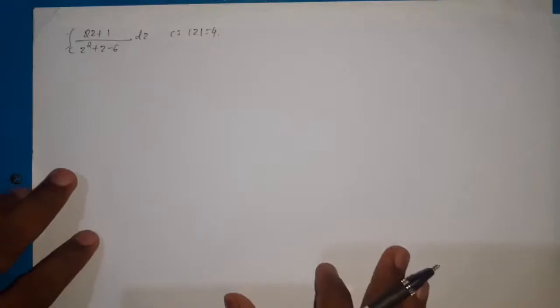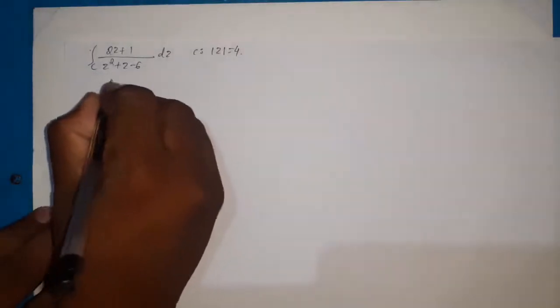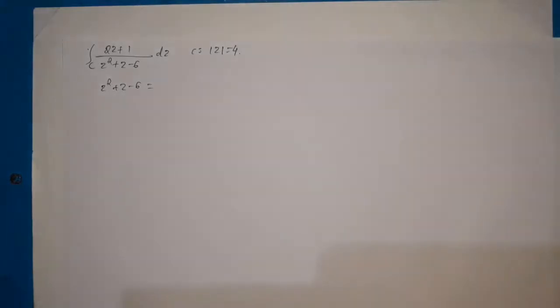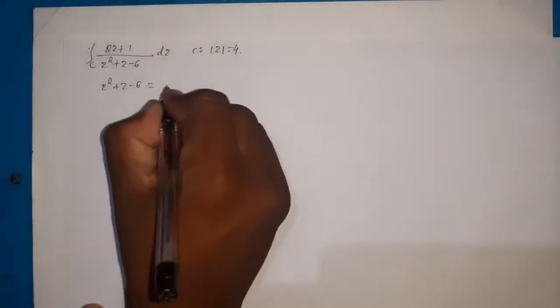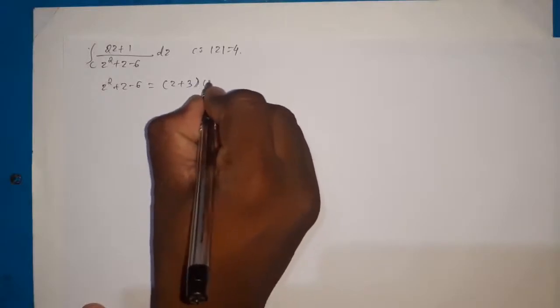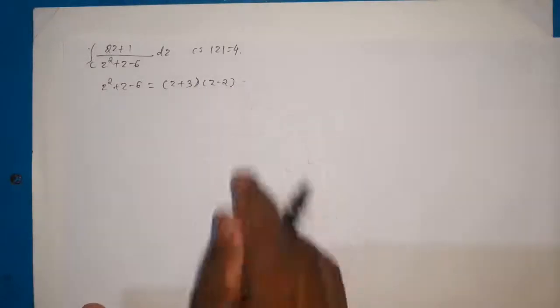So now here first consider that z square plus z minus 6. So it is a quadratic equation. So already you know how to factorize the quadratic equation. So after factorization, here we have two factors, z plus 3 and z minus 2.